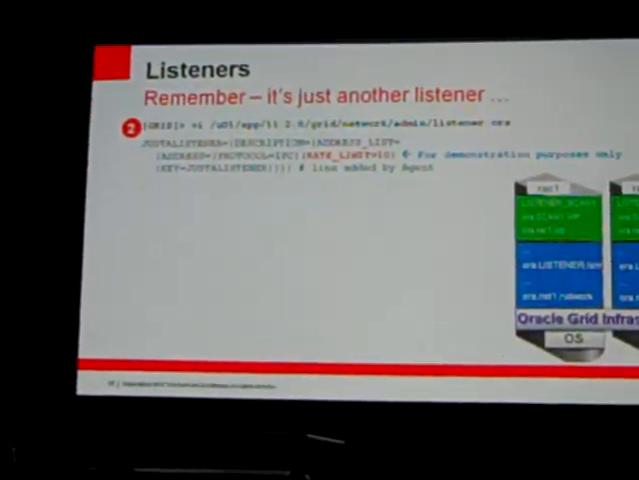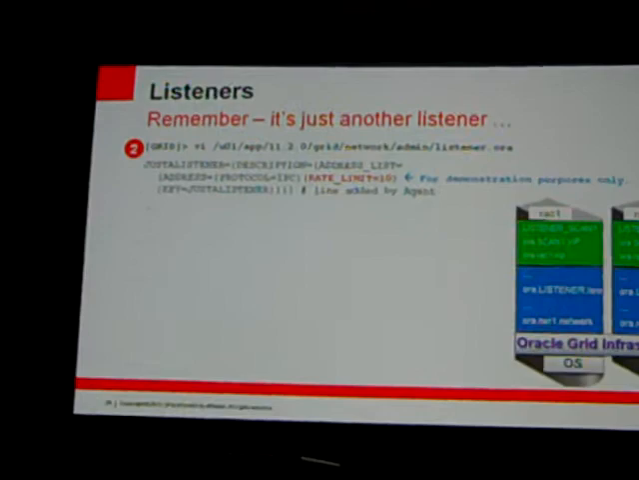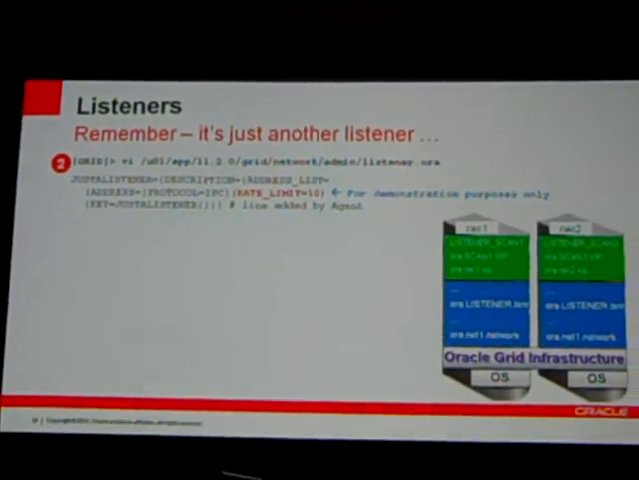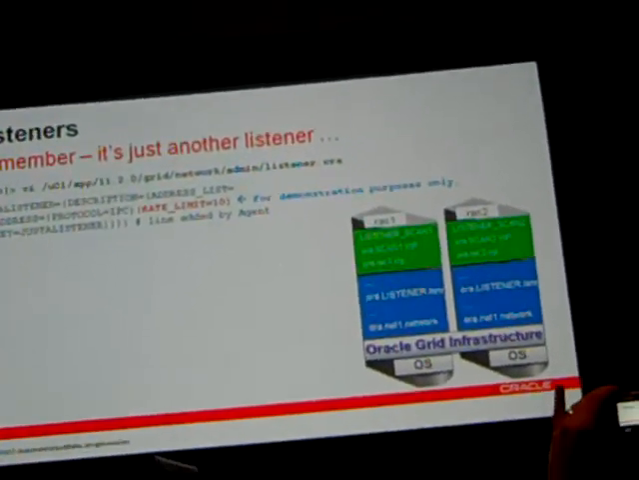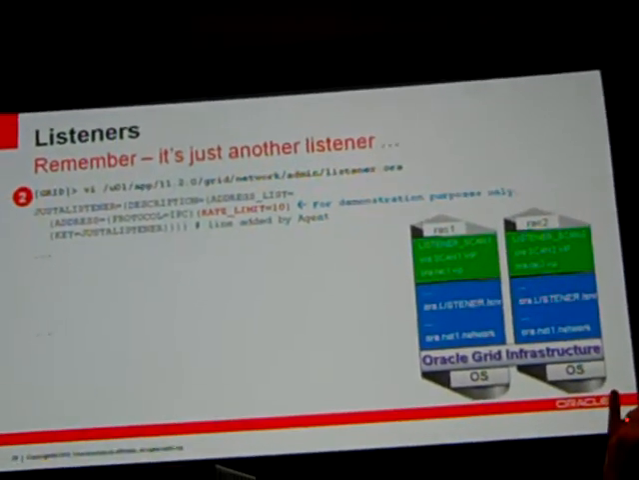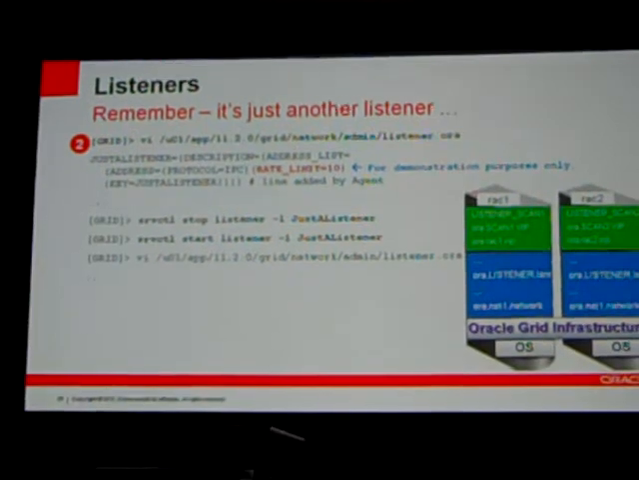However, if you just want to change certain listener parameters, such as introducing a rate limit to rate limit the connectivity to a local listener, you can do it. You do it in the listener.ora of this default node listener, which I call just a listener, and it will persist across the restart.